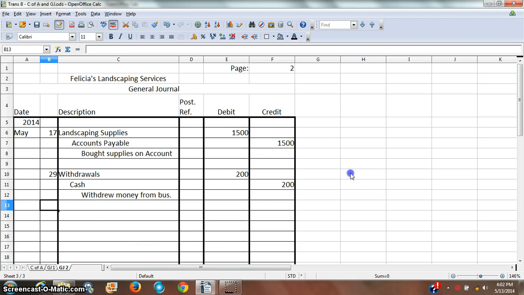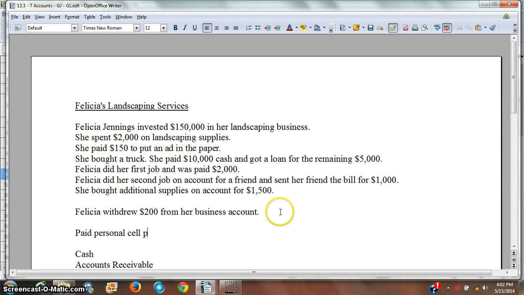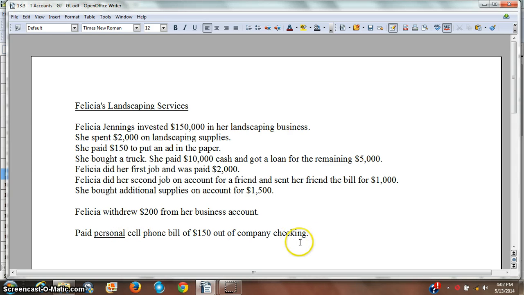There. All right. Sometimes in problems you'll see things like, let me write this on the other one, paid personal cell phone bill of $150. The key word in this sentence here is personal. Anytime you pay a personal bill, that means that it's a withdrawal, no matter what that bill is for. It's not a business expense. If it's personal, it's a personal expense.